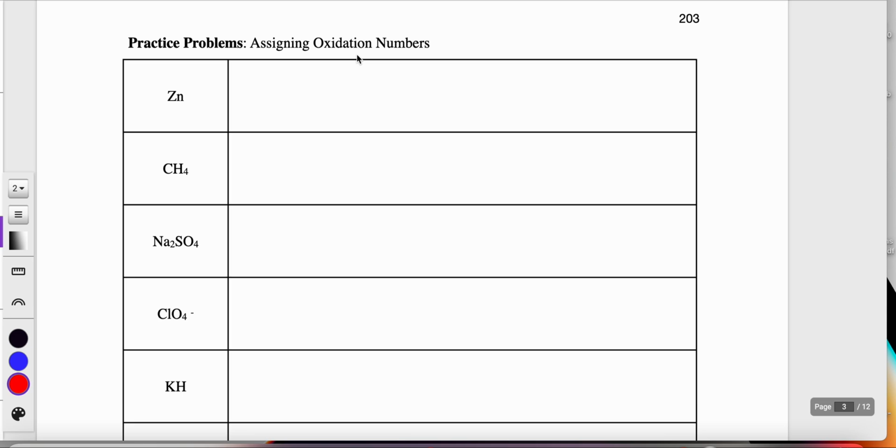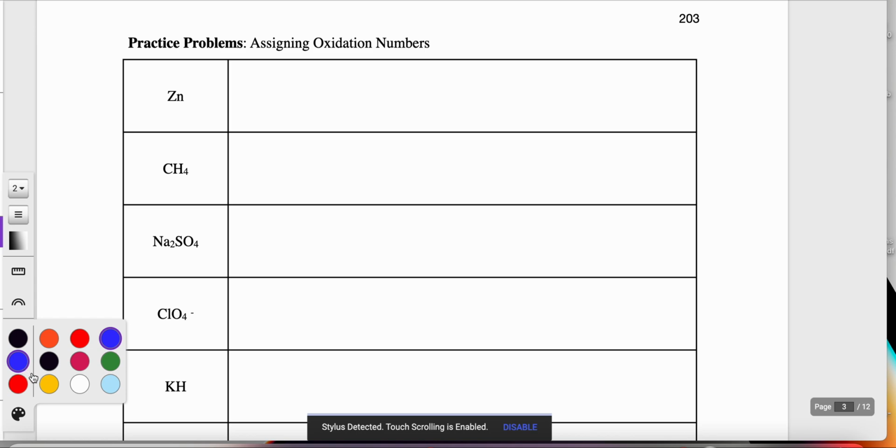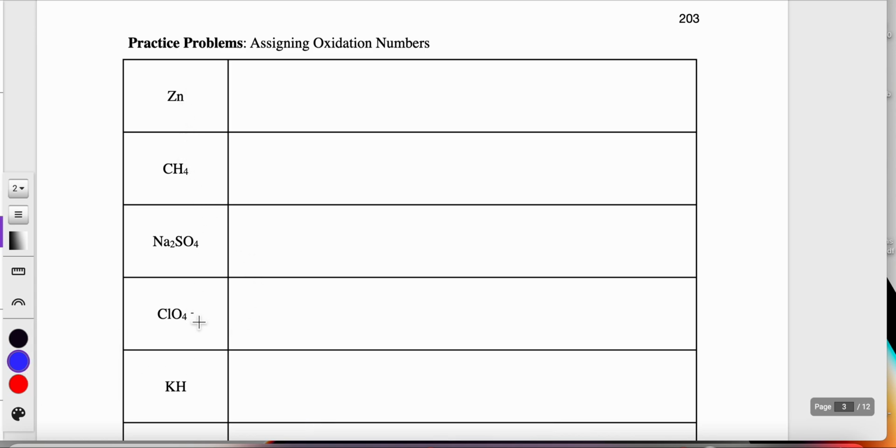How to assign oxidation numbers for the elements that are present in a chemical formula. So the first thing that I will ask you to do is take a look at the chemical formula and identify whether it represents an individual element, some sort of compound, or just a polyatomic ion.